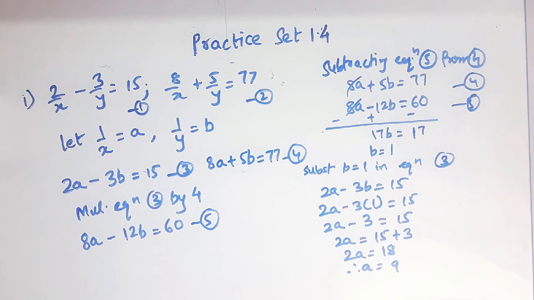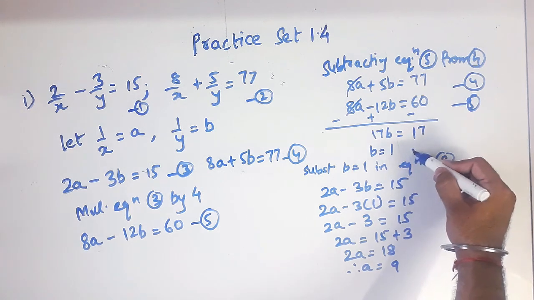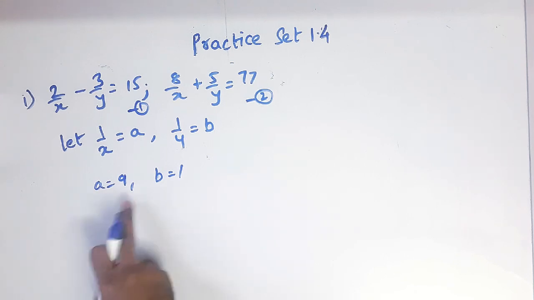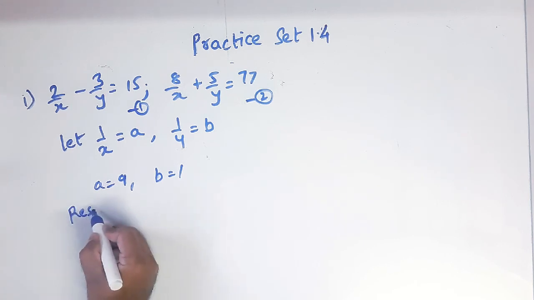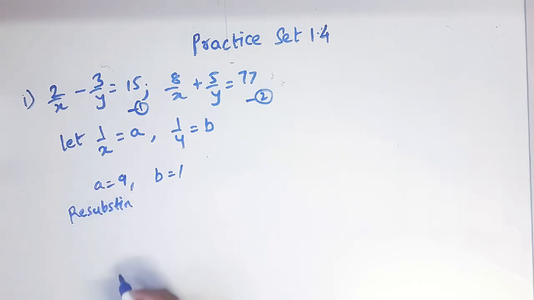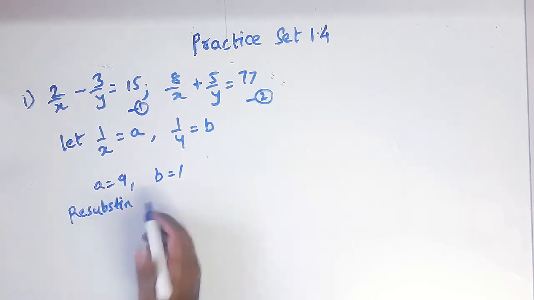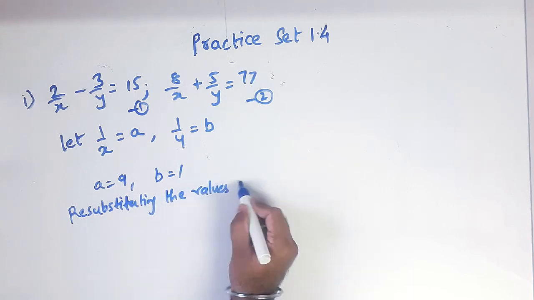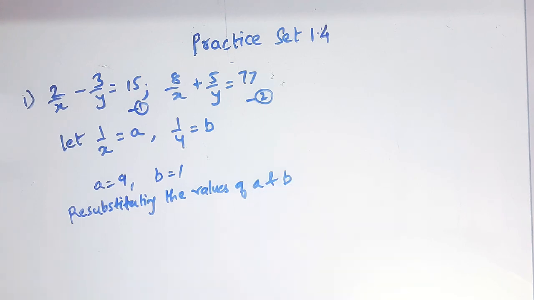Children, they have asked us to find x and y. Where have we reached? We have found b and a. Now once we have got a and b, we can find the values of x and y also. How? Just see. I have written the values of a and b that we got. After that I am doing the sum, that is resubstituting. This word is very important. Resubstituting the values of a and b.